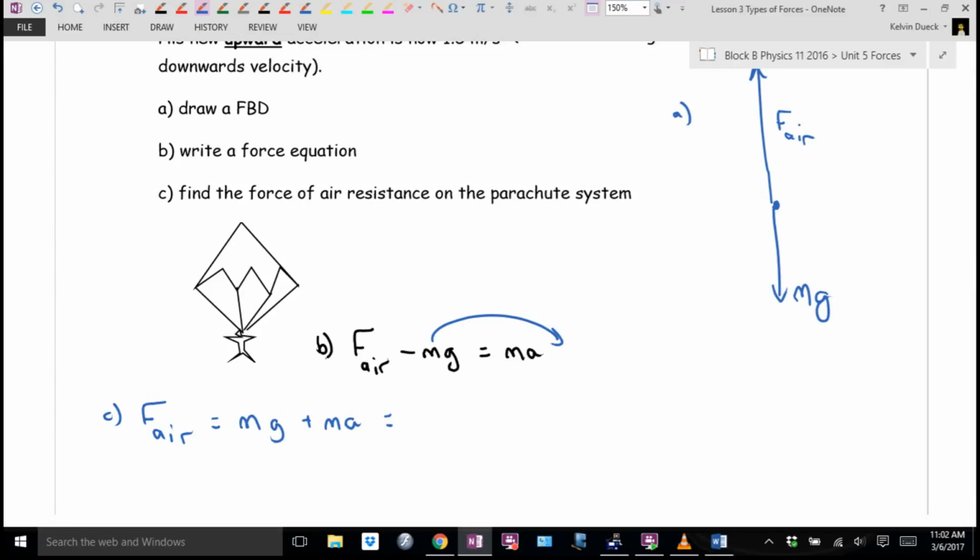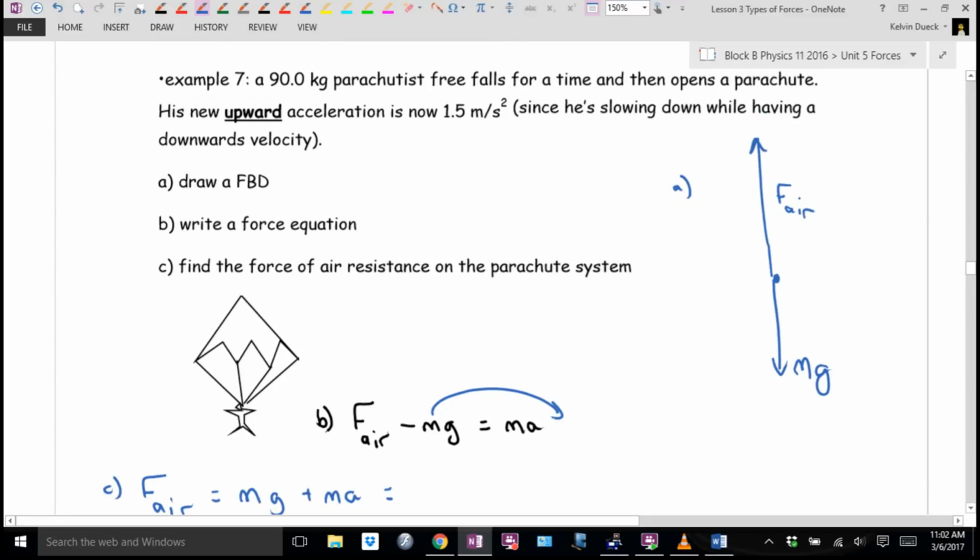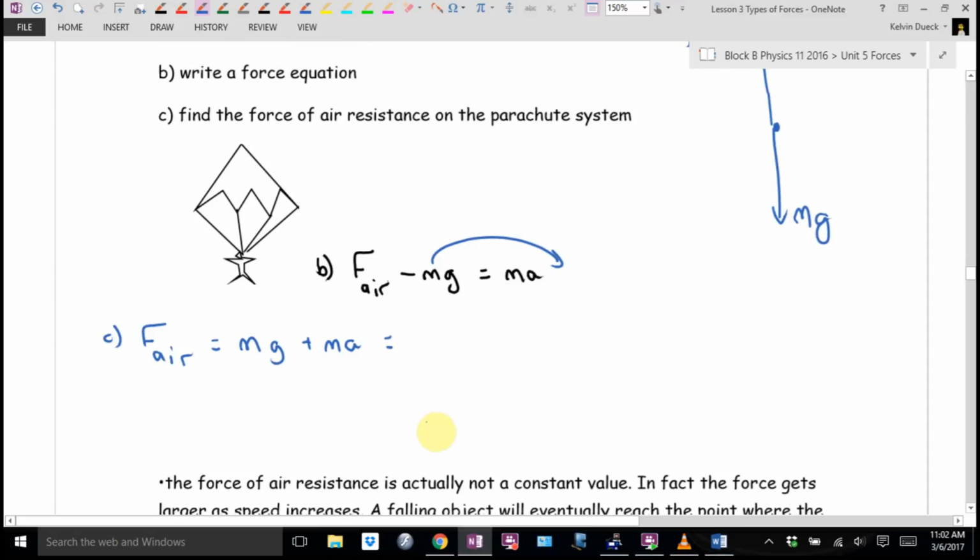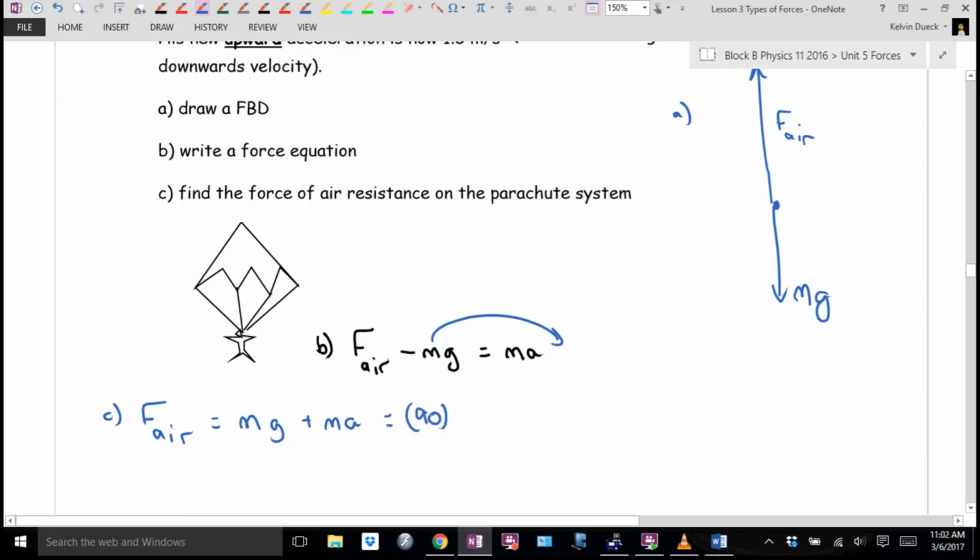M, 90, yes? G, 9.8, not negative. We took care of that in our winner minus loser shtick. Minus M 9, no, minus plus, Mr. Dewick. I'm looking at the equation above. Plus 90 times, did they tell me the acceleration? 1.5. What do you get?